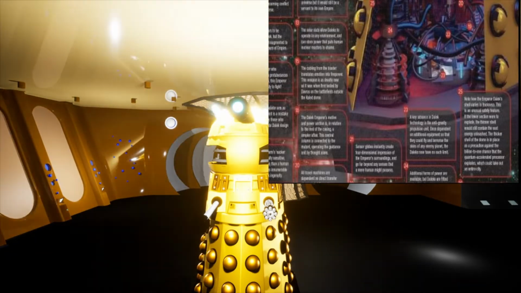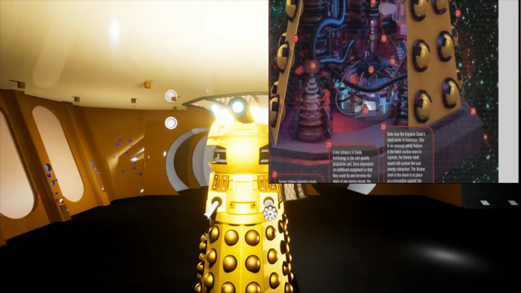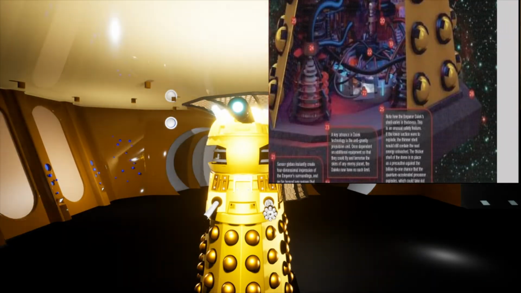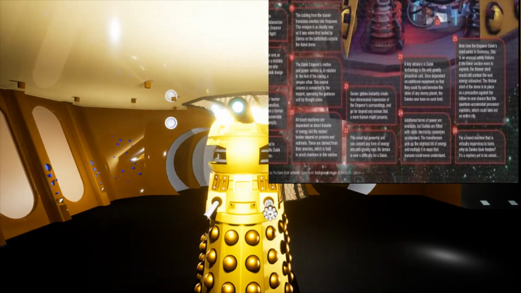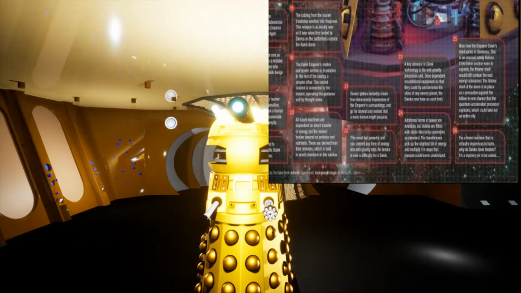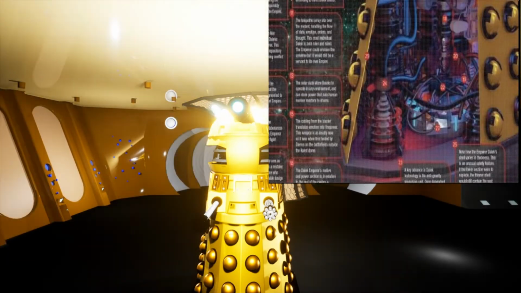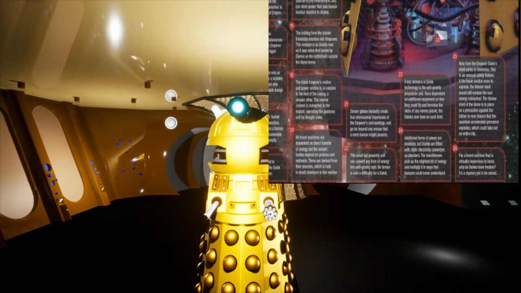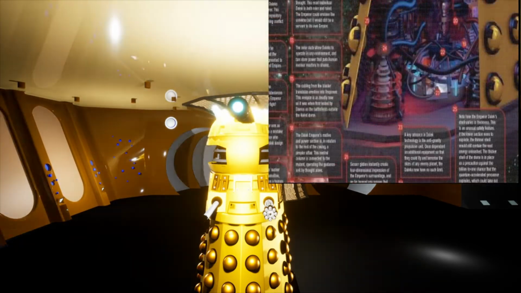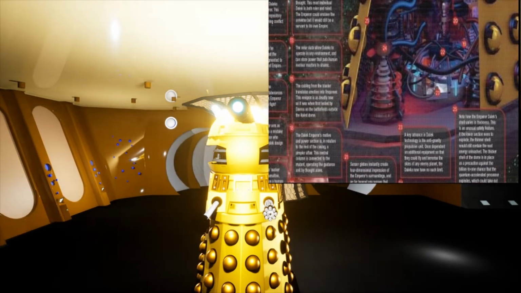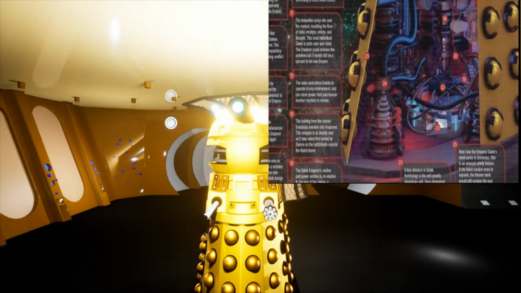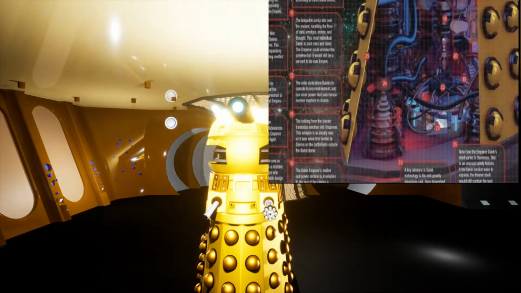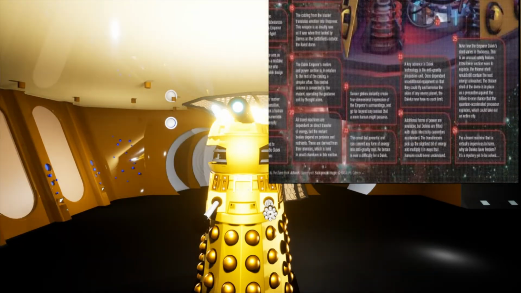Anyway, sensor globes. They instantly create four-dimensional impressions of the Emperor's surroundings and go far beyond any senses that a mere human might respond to. Plus they detect beams and everything, basically, as the Master said. The small but powerful unit can convert any form of energy. Well, yes, down here at the bottom of my casing, there is a power unit which can convert any form of energy into an anti-gravity ray.